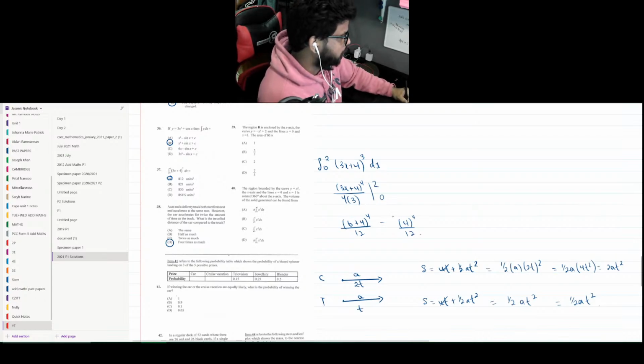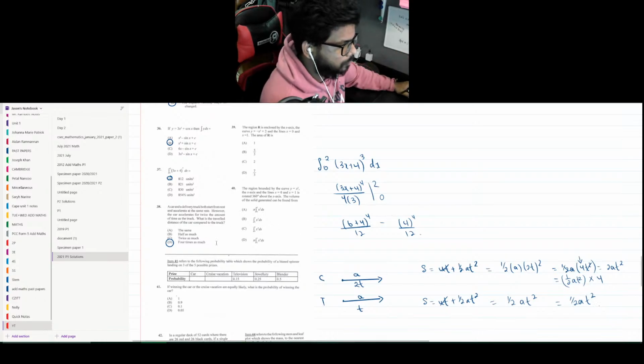If you wanted, you could see it a little better. This is a half a t squared multiplied by 4, and this one is a half a t squared. So the car travels 4 times as much.